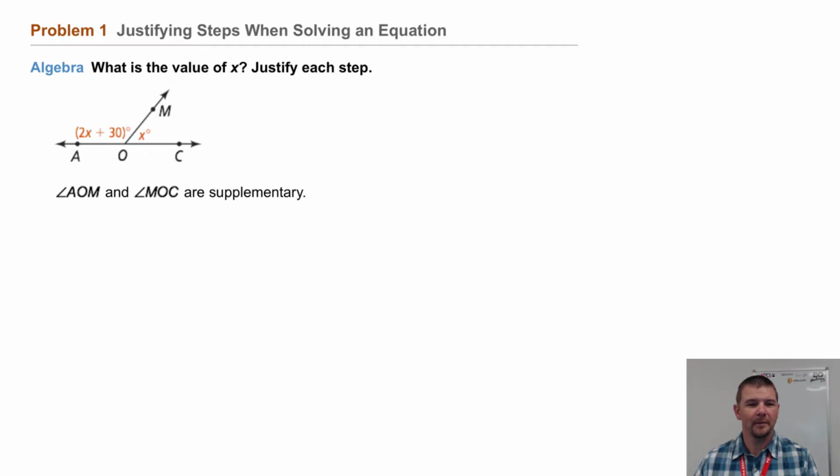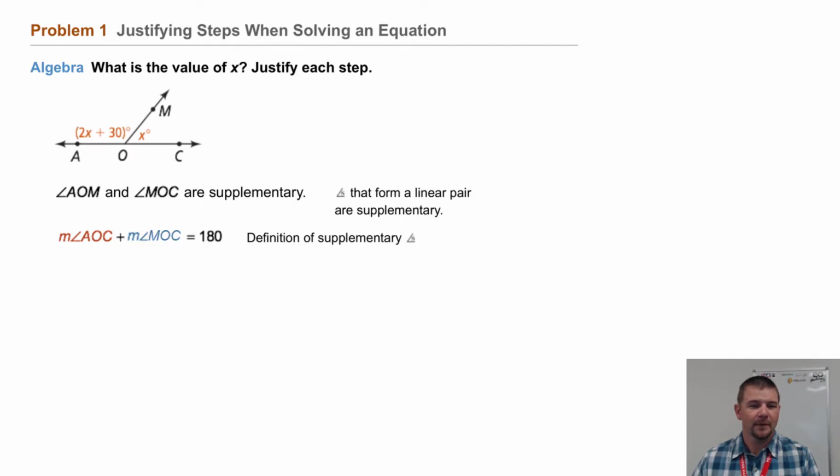First, angle AOM and angle MOC are supplementary. We know that because angles that form a linear pair are supplementary. Next, we can state that the measure of angle AOC plus the measure of angle MOC equals 180. That follows from the definition of supplementary angles. We use substitution to write this as 2x plus 30 plus x, note those are the measures of our two angles, equals 180. That's by the substitution property.